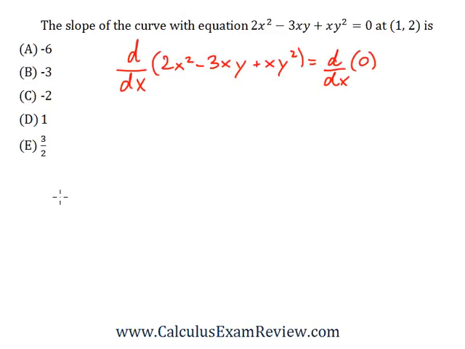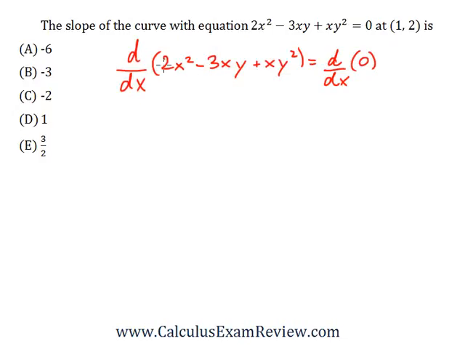Okay, so to figure out the slope of the curve with this equation, we're going to need to use implicit differentiation and then plug in 1 for x and 2 for y. So what I'm going to do here is apply d/dx and evaluate each element.